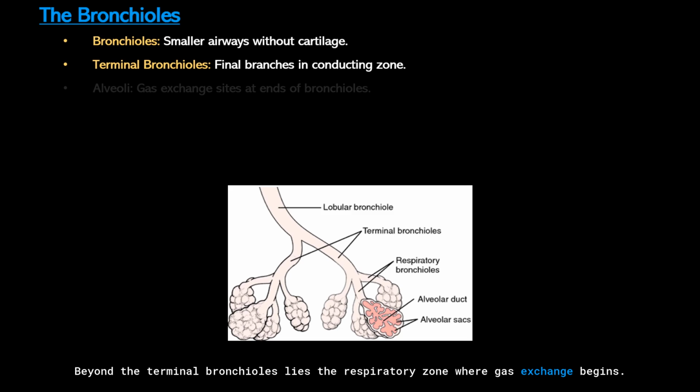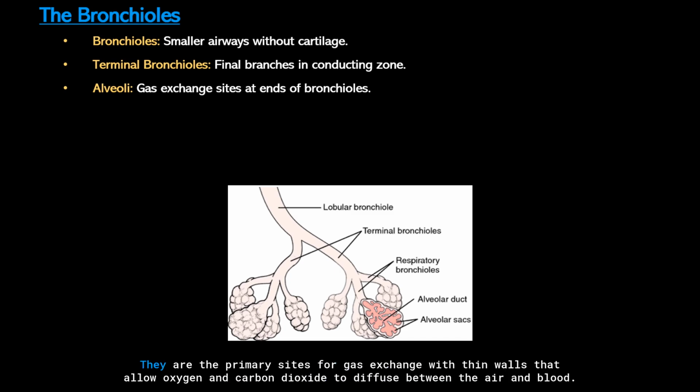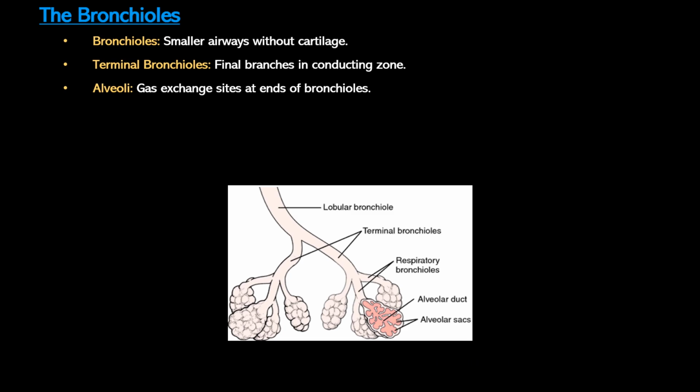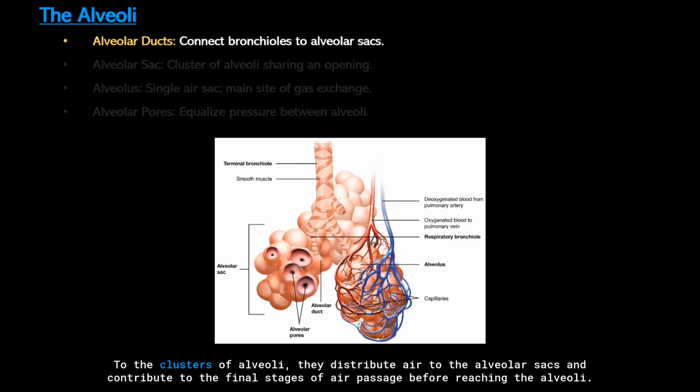The alveoli are located at the ends of the smallest bronchioles. They are the primary sites for gas exchange, with thin walls that allow oxygen and carbon dioxide to diffuse between the air and blood. The alveolar ducts are small passages that lead from the respiratory bronchioles to the clusters of alveoli. They distribute air to the alveolar sacs and contribute to the final stages of air passage before reaching the alveoli.